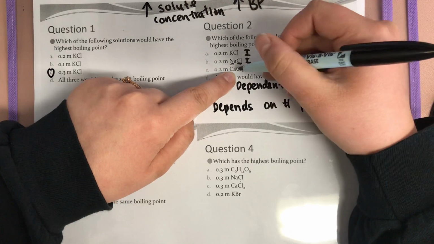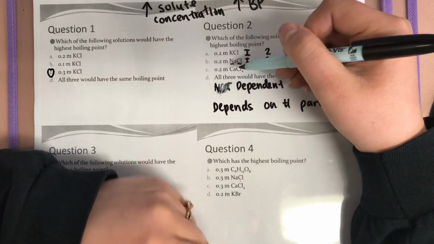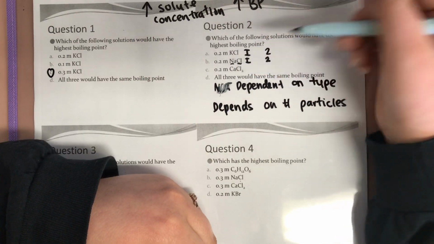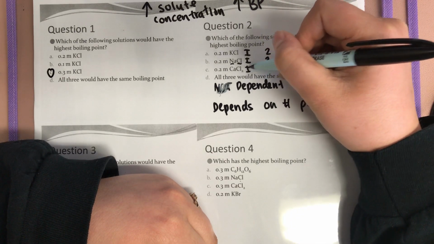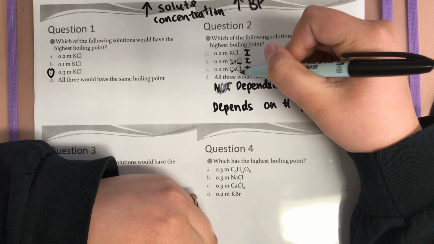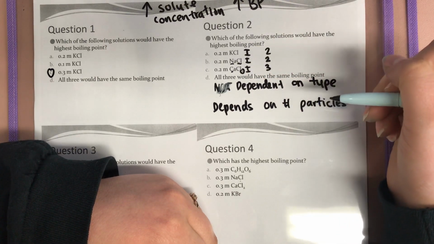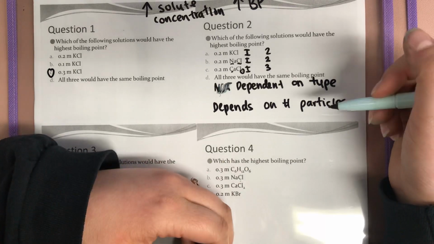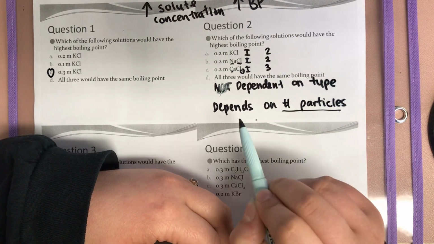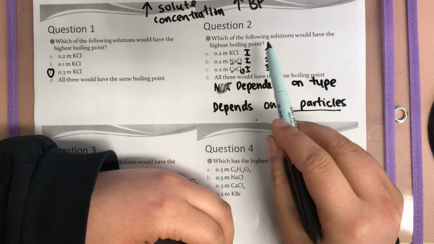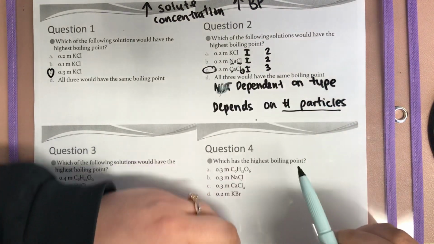Okay, the last one is calcium chloride. If we look on the periodic table, we would find that calcium is a metal and chlorine is not a metal. So this is also ionic. We're going to have 1 calcium, and we have 2 of these chlorides. So 1 plus 2 is 3 particles. If colligative properties depends on the number of particles, the one that has the most solute, the most stuff, is going to increase the boiling point. So we're going to go with C here again.